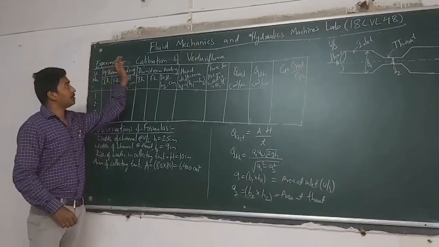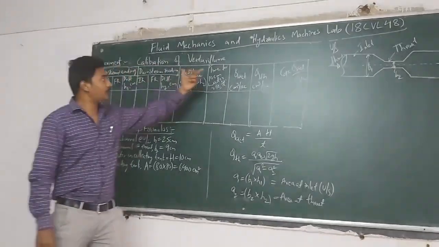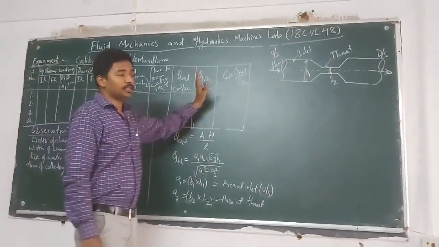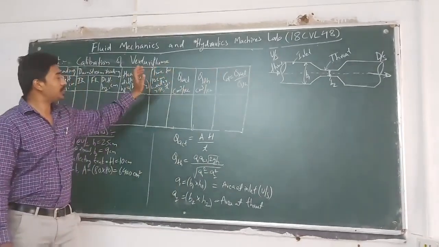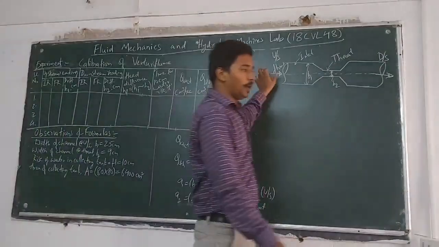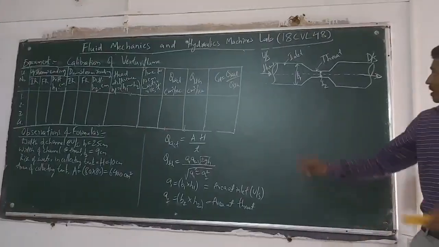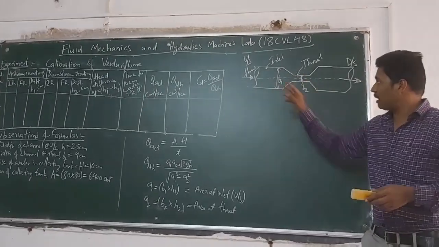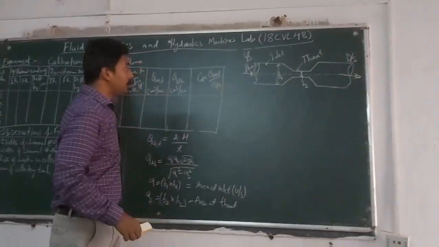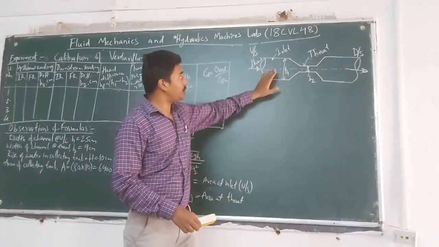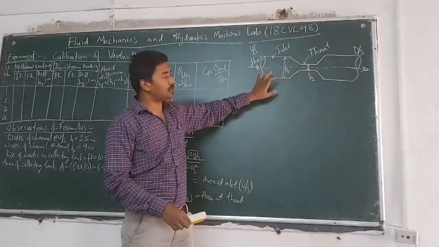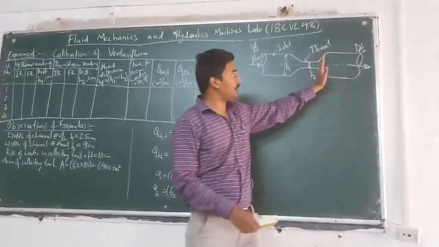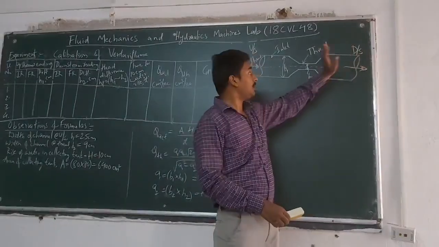Today we are discussing the calibration of Venturiflume experiment. The Venturiflume is a measuring instrument used to measure the discharge flowing in a pipeline. It is a setup with an inlet of the same size as the pipe, a throat with a reduced diameter, and then the water exits downstream with the same diameter as the pipe.